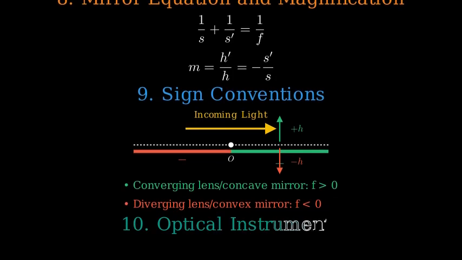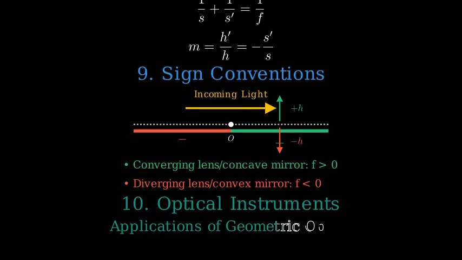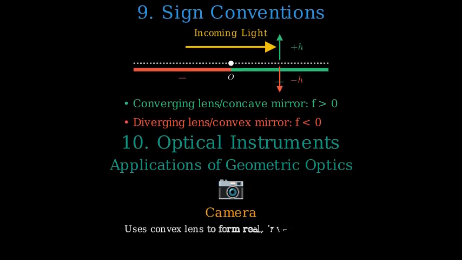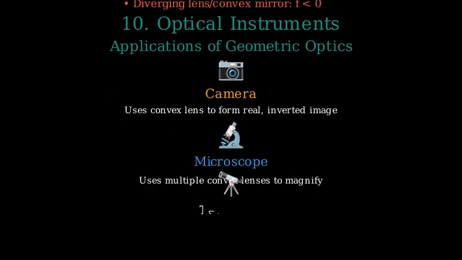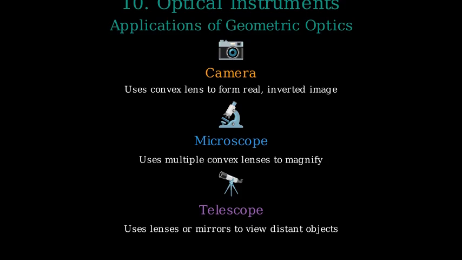Finally, let's briefly discuss some common optical instruments. Cameras use convex lenses to form real, inverted images on photographic film or digital sensors. Microscopes use multiple convex lenses to magnify tiny objects. Telescopes can use lenses, mirrors, or a combination of both to observe distant objects. These instruments rely on the principles of geometric optics that we've covered throughout this video.